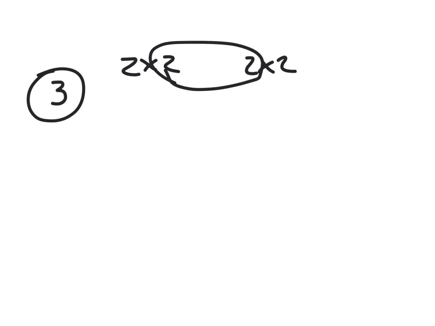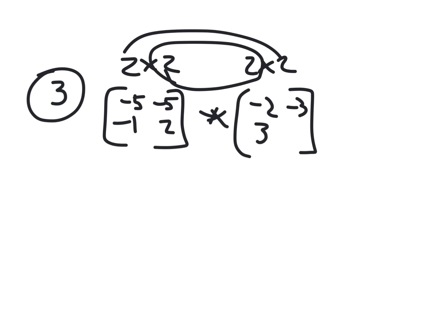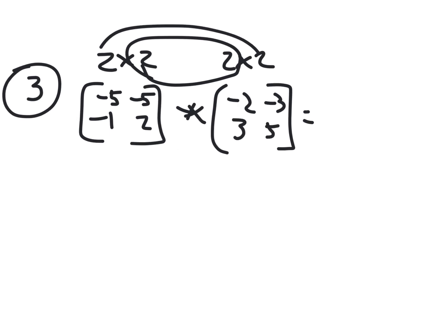Okay, number 3, could you read me what kind of a matrix it is? A what by what and a what by what? It's a 2 by 2 and a 2 by 2. Well, that definitely works. Remember, square ones always work. But that's going to tell me the answer is a 2 by 2. Okay, what's the first 2 by 2 matrix? -5, -5, and then -1 and 2. Like that? Yep. Good. And the other one? -2, -3, and 3, 5. Nice. And then the answer is a 2 by 2.